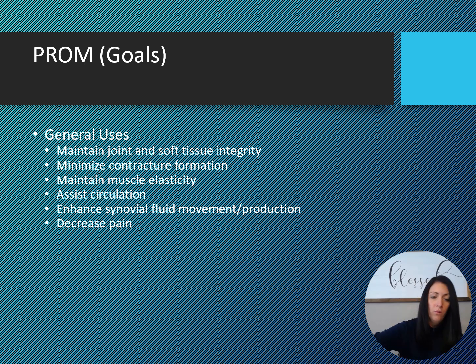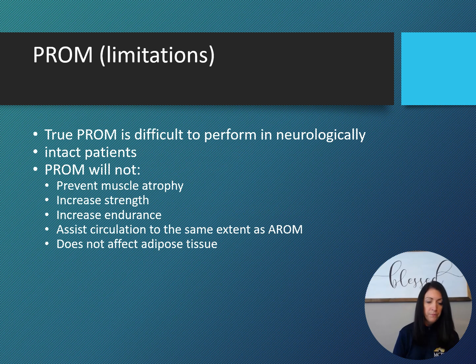There are also limitations involved. True passive relaxed range of motion may be difficult to obtain when the muscle is innervated and the patient is conscious. Passive motion does not prevent muscle atrophy, it does not increase strength or endurance, and it does not assist circulation to the extent that active voluntary muscle contraction does.